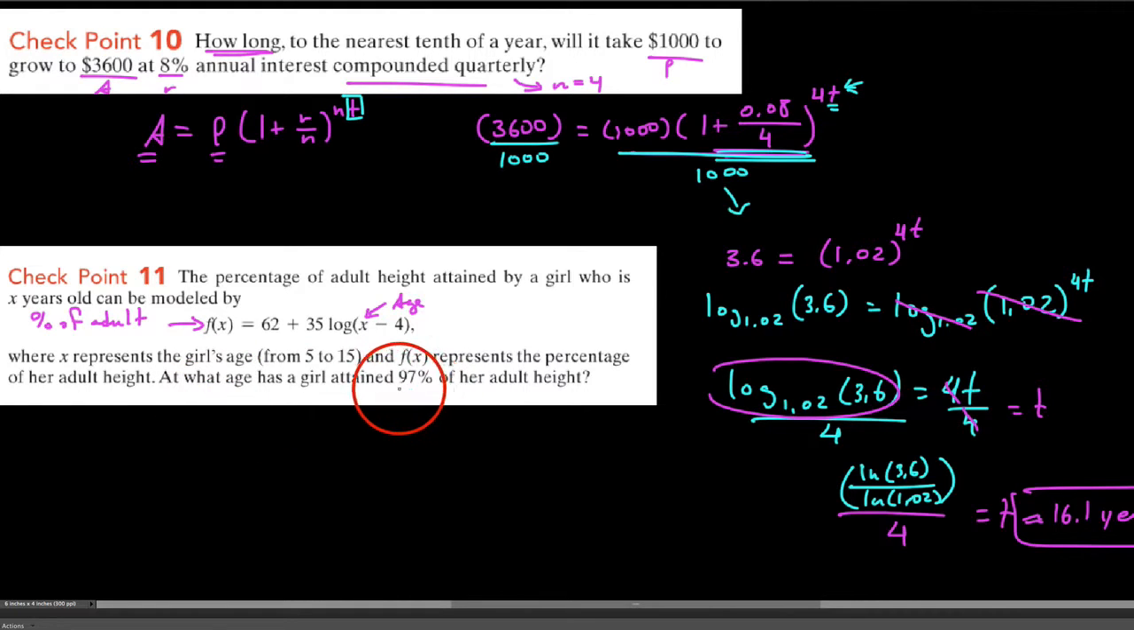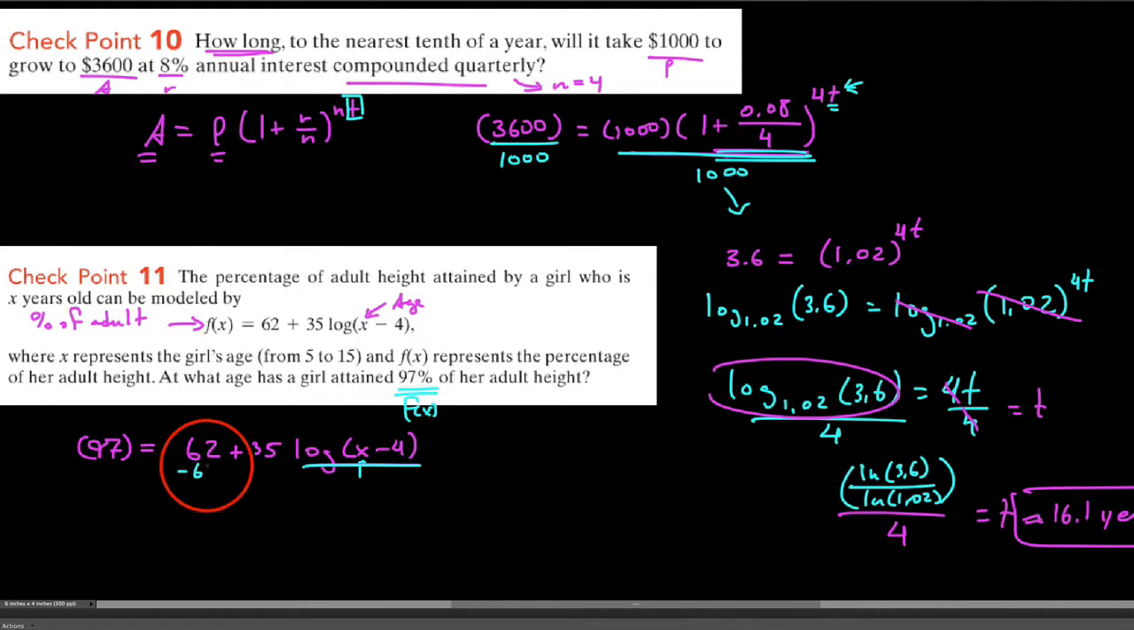So the idea here is that when given this 97%, we're given a y value. Again, we're just going to put that in for our f of x value, or our y value here. And we get left with this here that we need to solve for x. The idea is that we're going to have to get this log by itself first, starting by subtracting 62 from both sides. We've got to get the log by itself. So 62 from 97 is going to give us 35, and that's equal to 35 log of x minus 4.